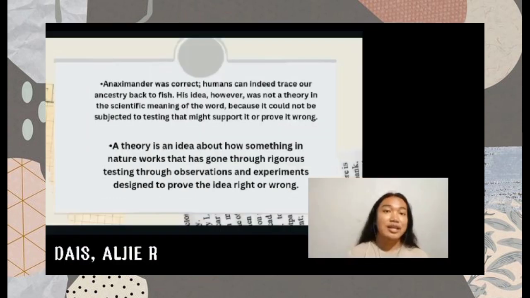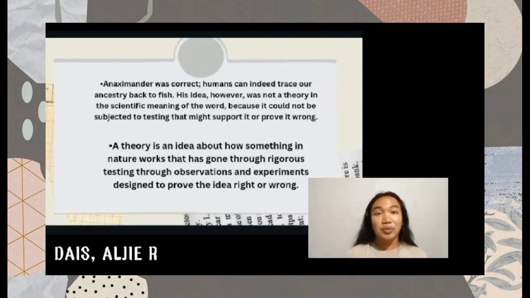A theory is an idea about how something in nature works that has gone through rigorous testing through observations and experiments designed to prove the idea right or wrong. When it comes to the evolution of life, various philosophers and scientists, including an 18th century English doctor named Erasmus Darwin, proposed different aspects of what later would become evolutionary theory.